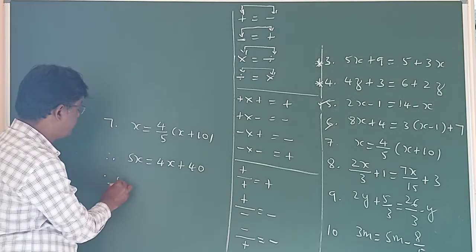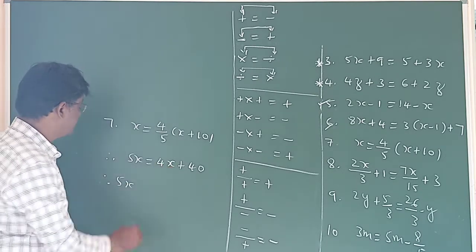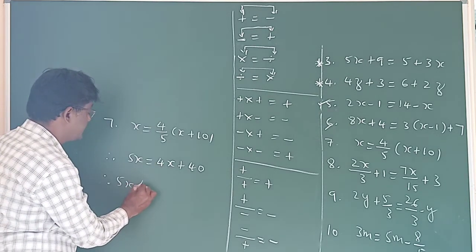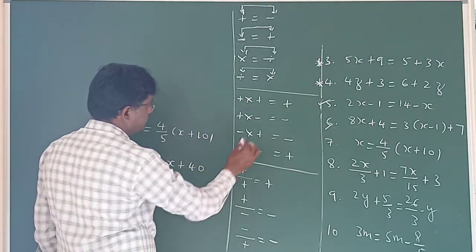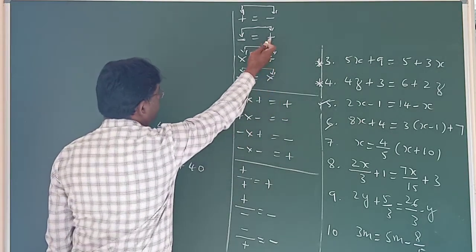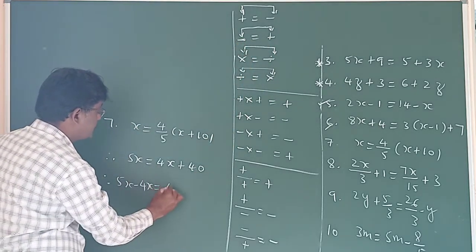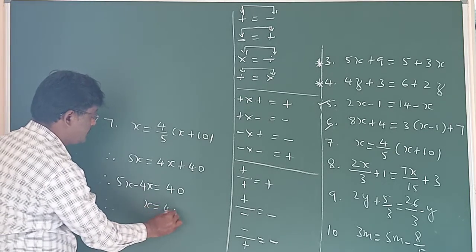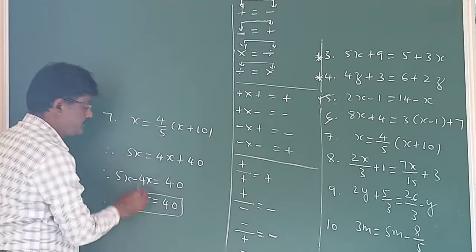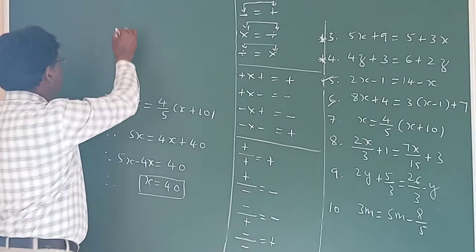Therefore, 5x. Now, if we have one more variable in the RHS, bring that to the left hand side. It becomes what? Plus becomes minus. Okay, when plus is shifted to the left, it becomes minus 4x equal to 40. Therefore, x equal to what? 40.